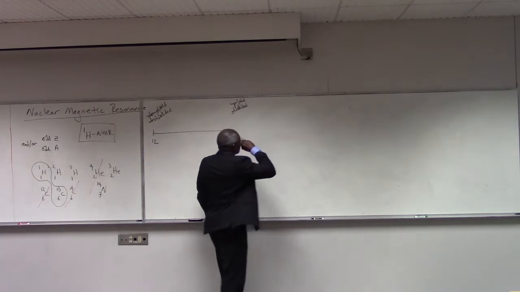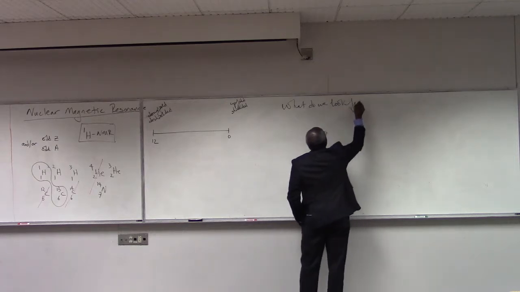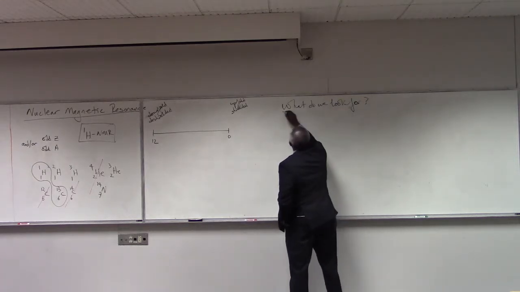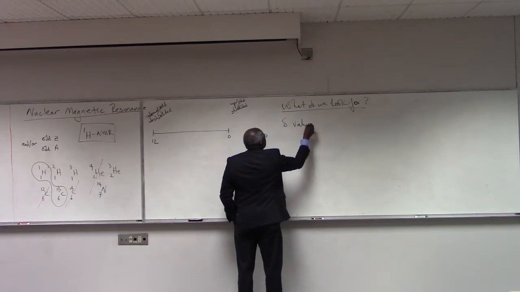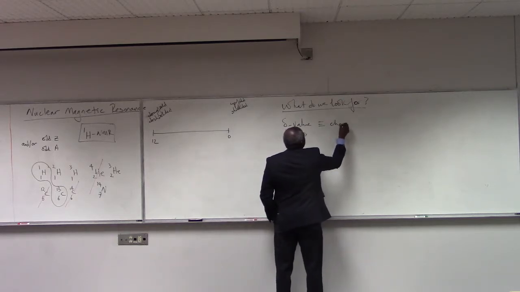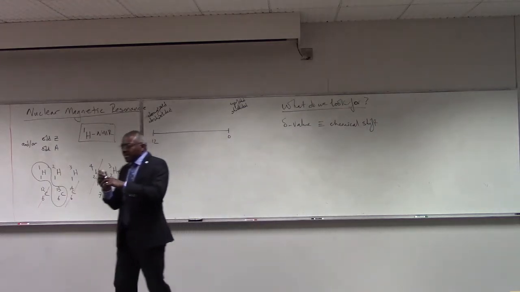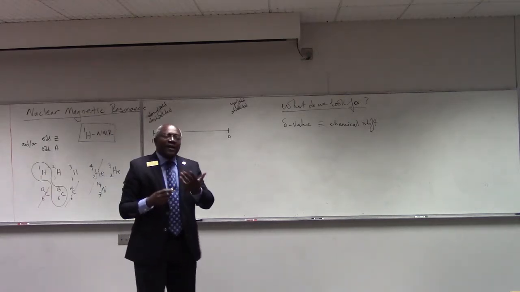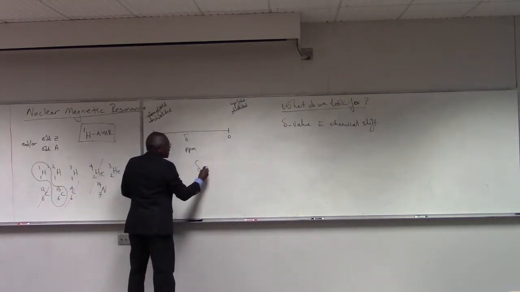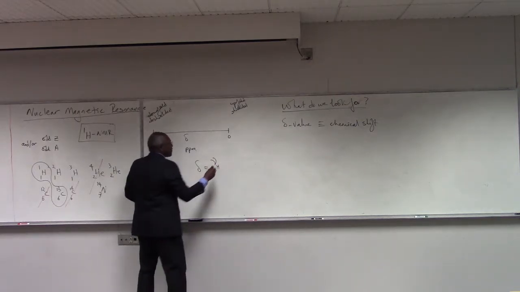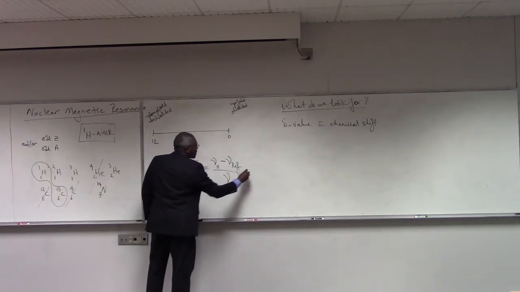So what do we look for in an NMR spectrum? Well, we look for the delta value, which is also called the chemical shift. And let's explain what that means. Remember, we define the delta, right, as the frequency of the proton we're looking at minus the frequency of the reference over the operating frequency of the instrument times 1,000,000.